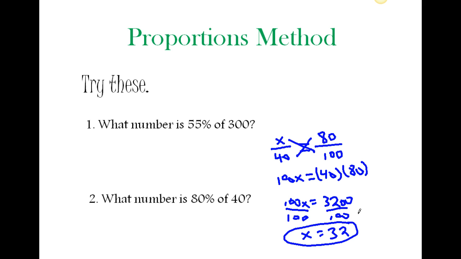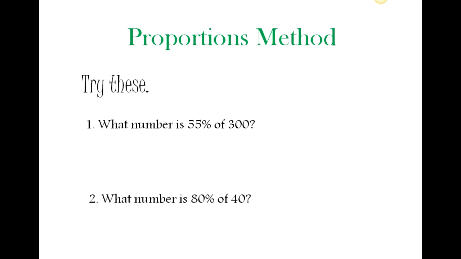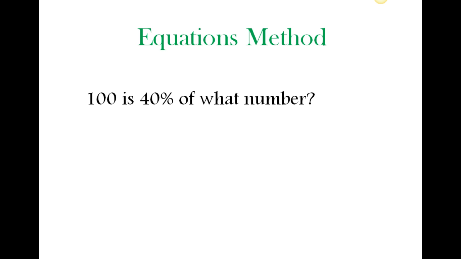actual answer. All right, next we have the equations method. Here I'm going to write an equation, not a proportion. I like to write the equation exactly how I read it. I have to remember some little things though. Is means equals. Of means multiplication. And what number, that's our variable.